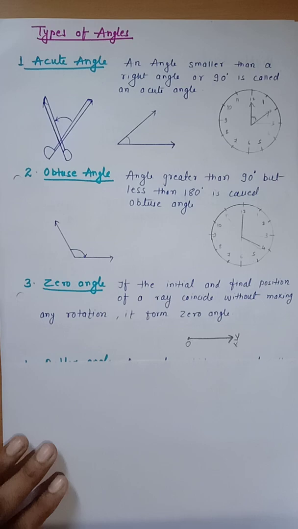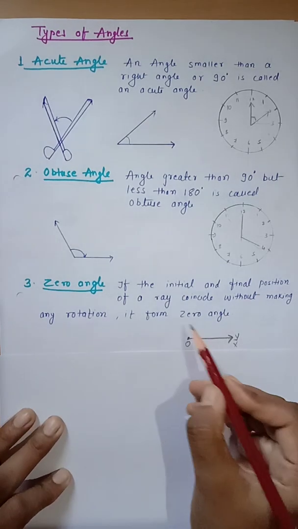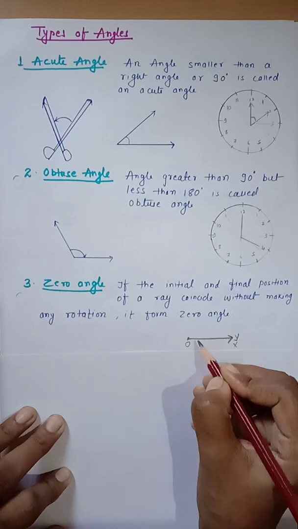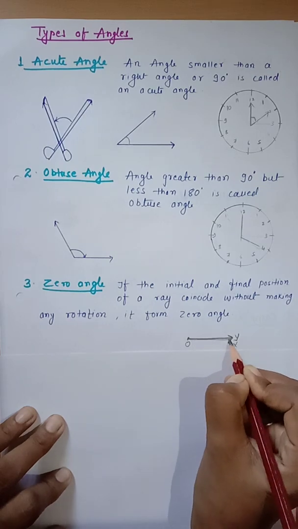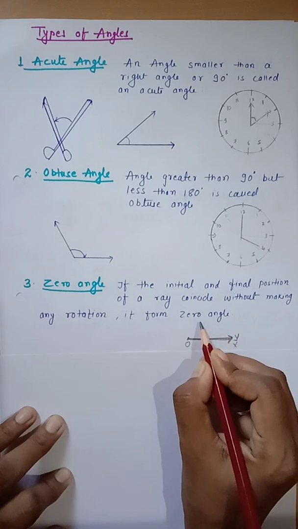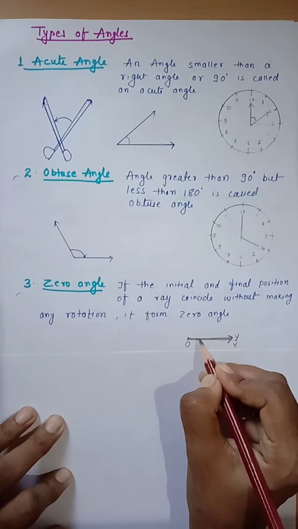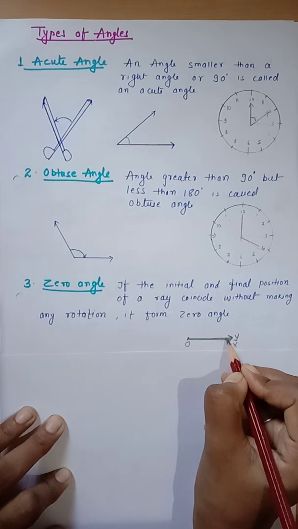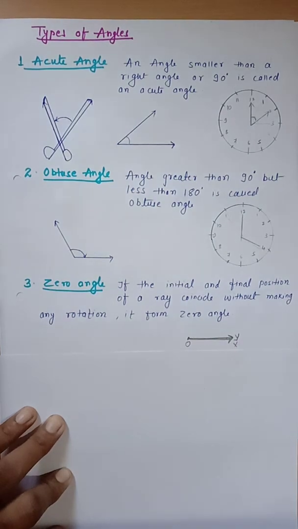Next angle is our zero angle. If the initial and final position of the ray coincide, ray OX is here and ray OY has not started from here, the rotation has not started, so it will coincide here and it will form a zero angle.